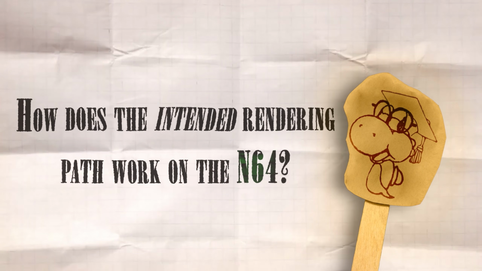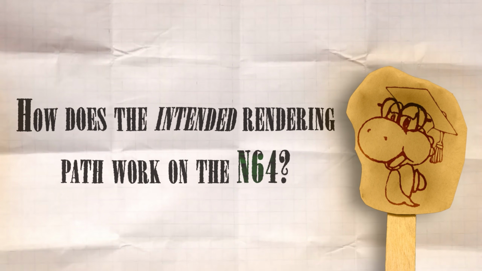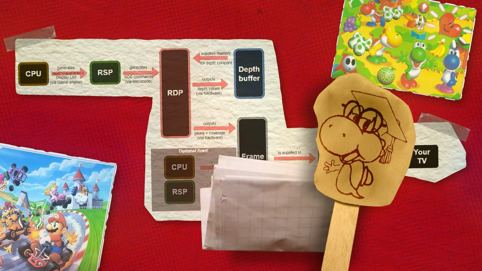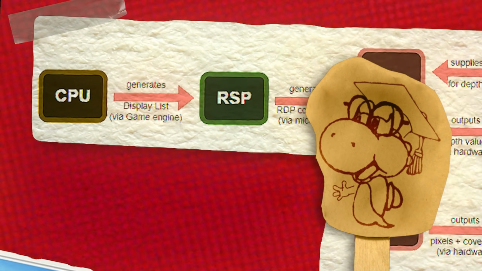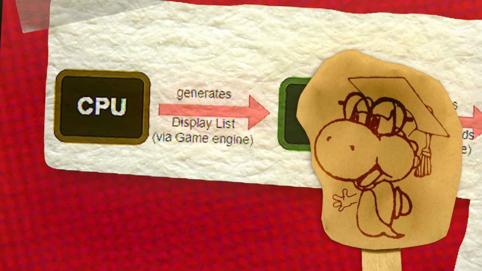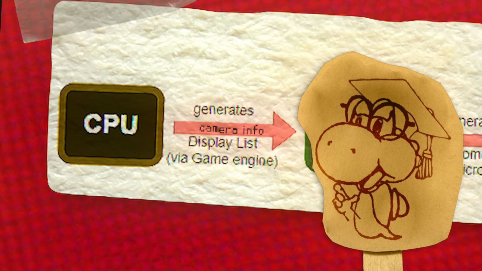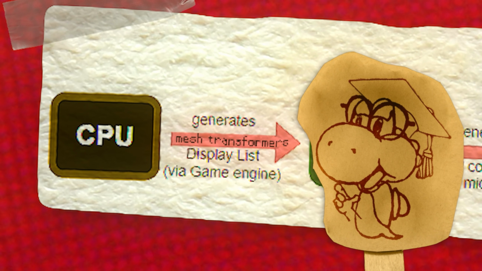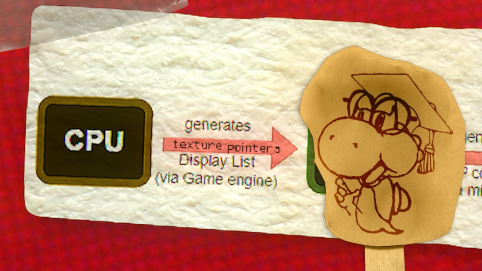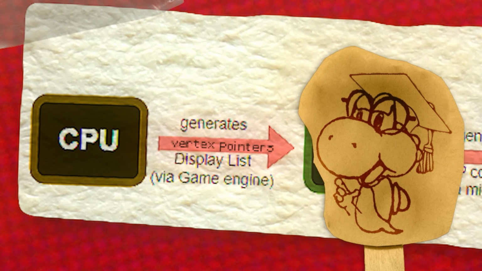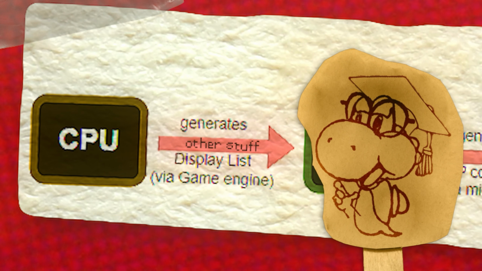Before we can understand how breaking the intended path can benefit us, we have to understand what the intended path even is. The intended path is simple. First, the CPU prepares something called a display list. This is a long list of commands that set up the camera view, places mesh transforming matrix commands, and triangle, texture, lighting, material, and vertex commands alongside some other render properties.